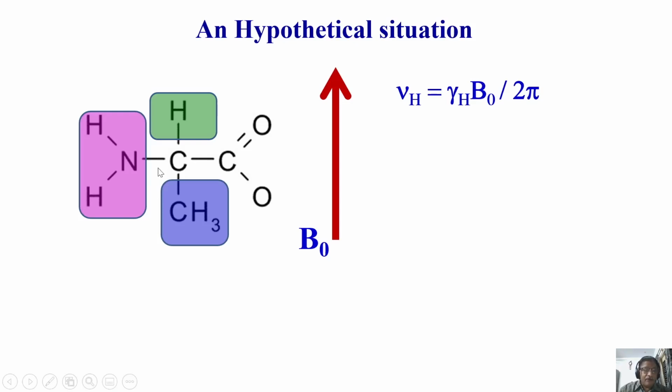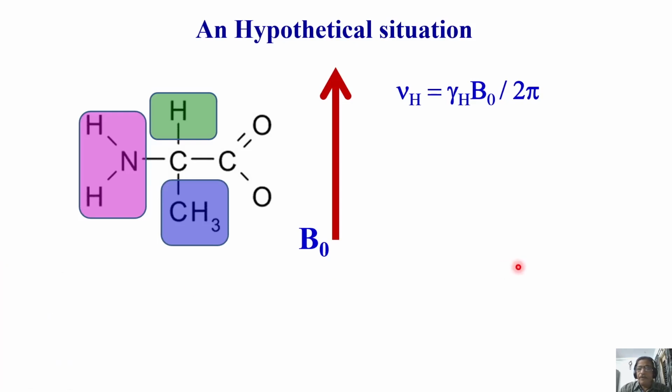In this molecule, you can also study nitrogen-15 NMR, nitrogen-14, carbon-13, O-17, various NMR active nuclei present in this molecule. But for the discussion to continue, I am concentrating only on protons. Hence, my basic resonance condition I have written like this: nu_H equals gamma_H into B0 over 2 pi.